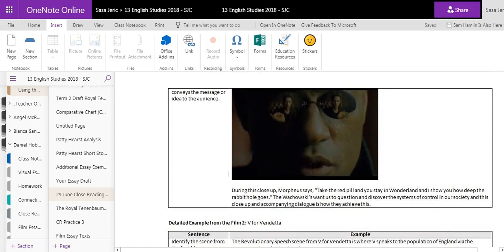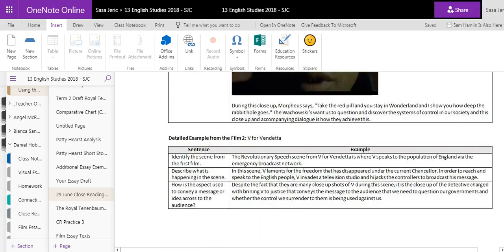So I've gone ahead and I've just clipped that little shot, and I've backed it up by saying during this close-up, Morpheus says, take the red pill and you stay in Wonderland, and I show you how deep the rabbit hole goes. Going back to the idea of our need to question the society around us and things that are occurring.